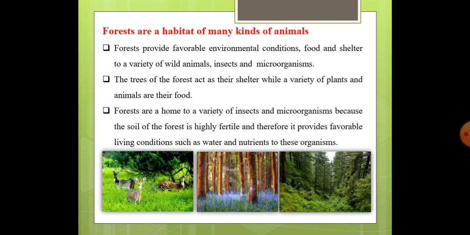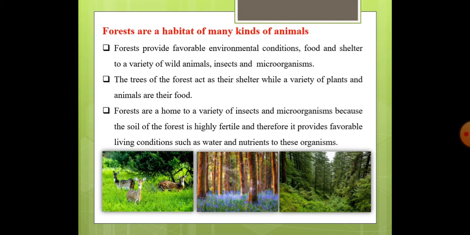Forests are a habitat of many kinds of animals. Forests provide favorable environmental conditions, food, and shelter to a variety of wild animals, insects, and microorganisms. Every forest has very good environmental conditions because it is a natural resource, and this natural resource provides food and shelter to a variety of wild animals, insects, and microorganisms. The trees of the forest act as their shelter, while a variety of plants and animals are their food. That is, the forest provides shelter as well as food. According to the stratification, every animal has its own ecological niche. So all its food and shelter needs are met, and their survival is very good.